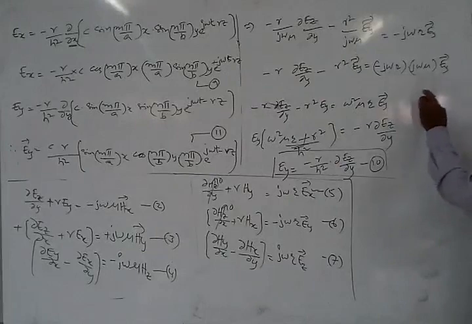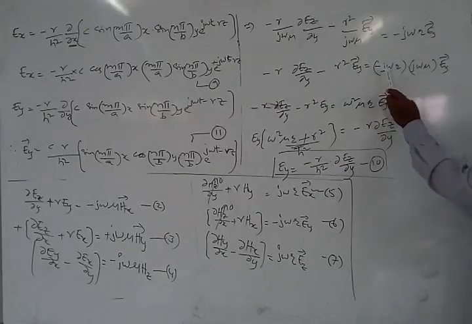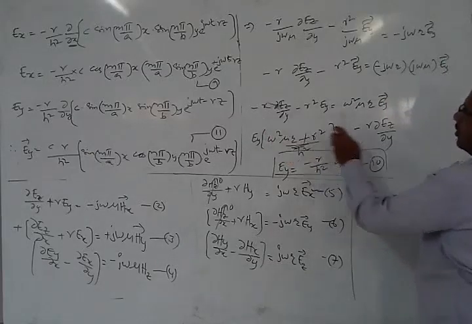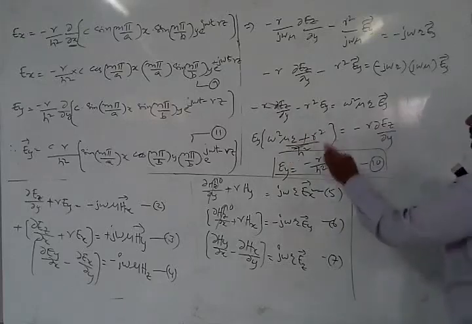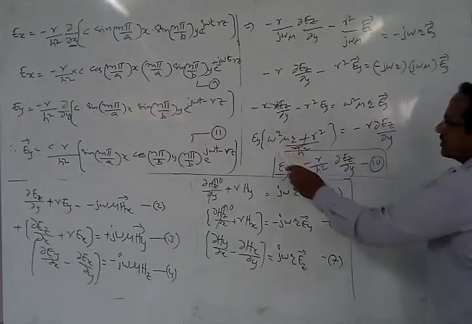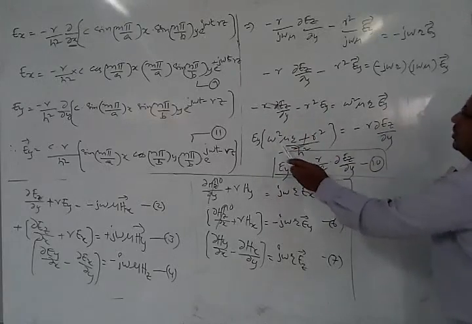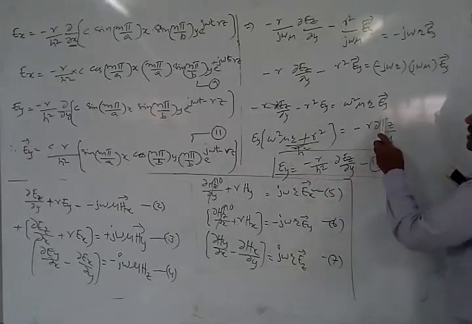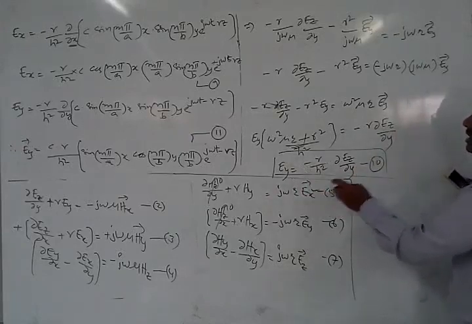Because of the multiplication factor, j into j square is equal to minus 1. So I will be getting omega square mu epsilon Ey. That is what I will be writing here, omega square mu epsilon into Ey. Then Ey of this factor I will get. This is nothing but h square for us, so I can replace this with h square. The final expression for Ey is equal to minus gamma dou Ez by dou y, that I will be getting.